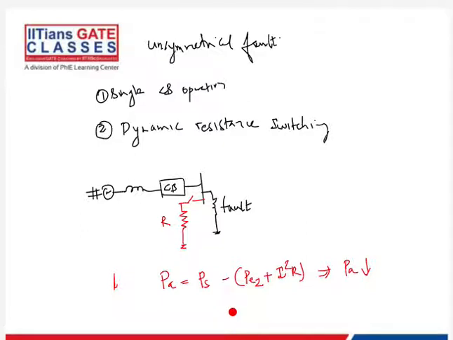So usually this is where we have the importance of neutral grounding coming into the picture, because in this case this Rn will act as the dynamic resistance, right?